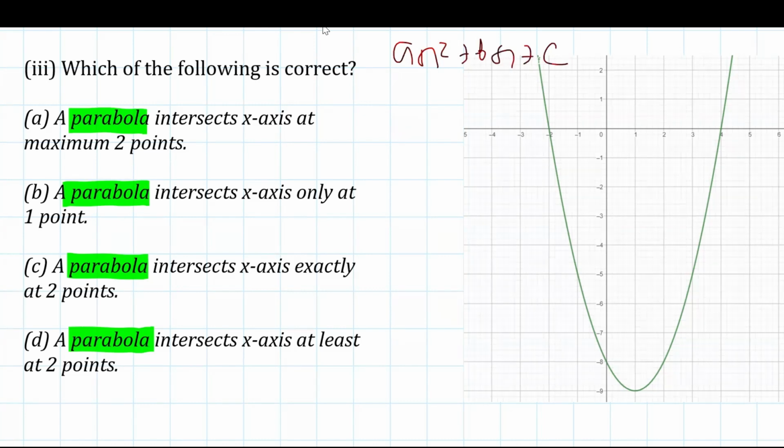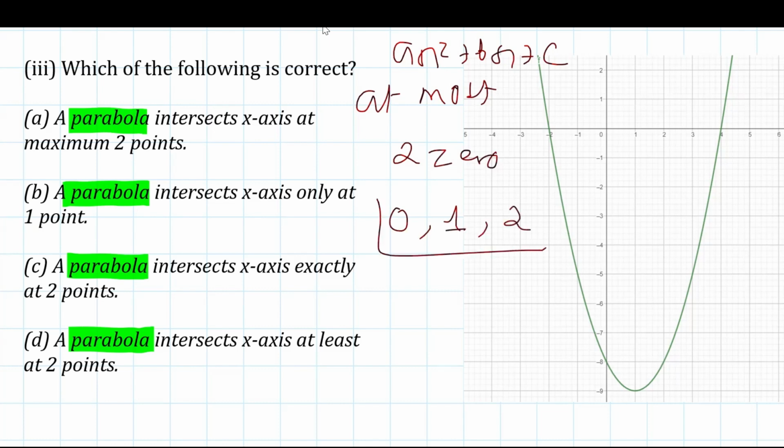If I ask you what are the zeros of a quadratic polynomial, you should know that a quadratic polynomial can have at most 2 zeros, right? That means it can have no zeros, can have only 1 zero, and can have 2 zeros, right? It can have no zeros, can have 1 zero, can have at the most 2 zeros.